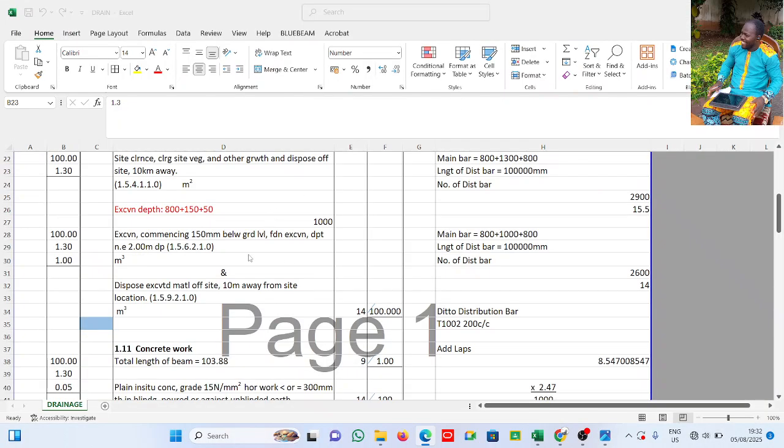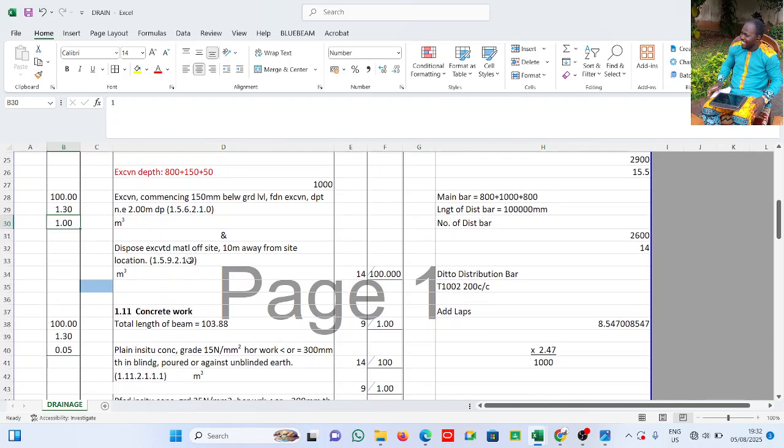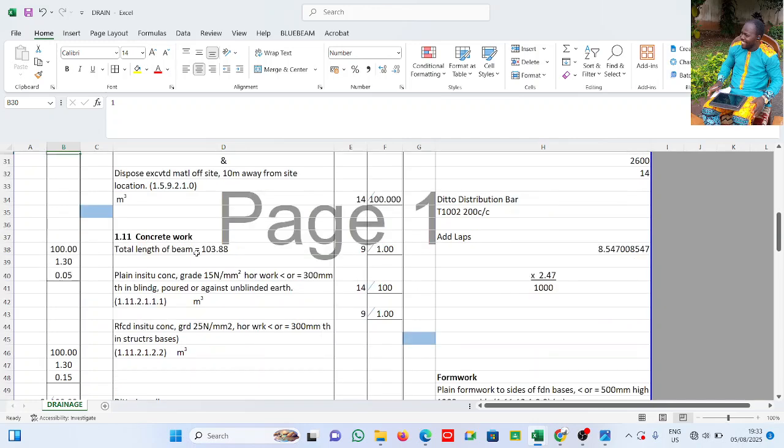Alright, so let's go. That is why you see excavation is 1 meter by 1.3 by 1 meter. And of course, whatever I excavate, I have to dispose. That is why you see and dispose off site. I use one item here, I use one dimension for two descriptions. It also tells your examiner you understand taking off. Alright, let's move on.